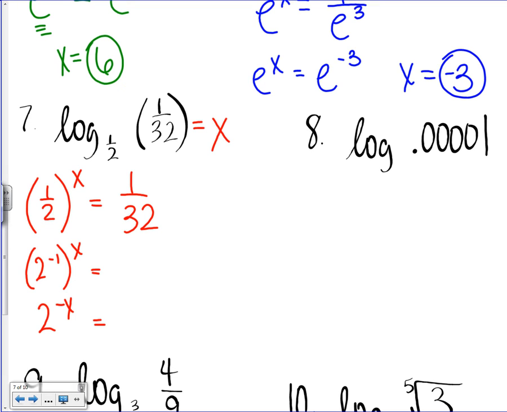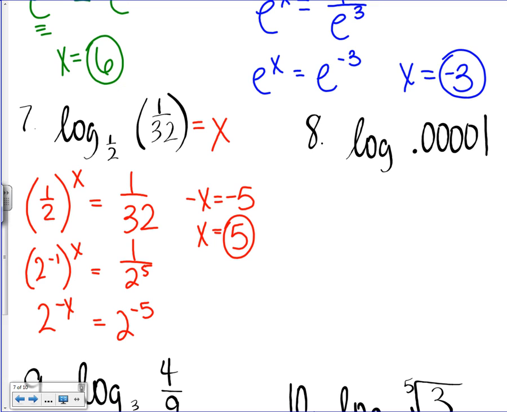Now, how about that 32? 32 can be rewritten as a base 2. 32 is 2 to the 5th. Now, notice that 2 to the 5th is on the bottom. Therefore, it must have been a negative exponent. And now we're ready with the same bases to set our exponents equal. And when you solve for x, you get x is 5.